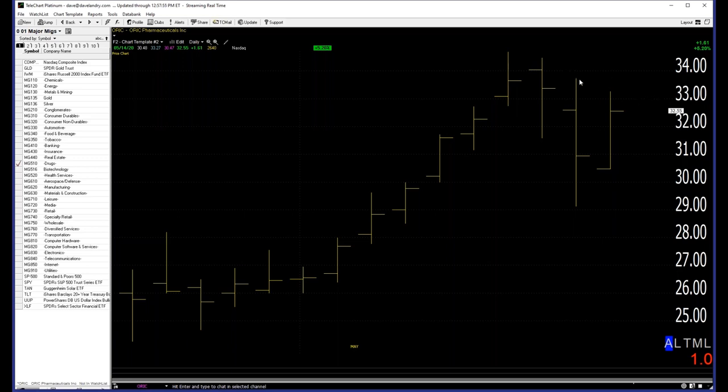I think a better entry would be to wait for it to get above this high with a stop below this low. So maybe trade it a little bit like you would a trend knockout. I'd actually like to see a little bit bigger knockout here, but I think it's an okay setup. Entry above the high, stop below the low. You can almost trade that in textbook.